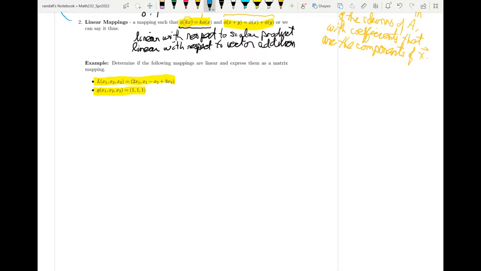So let's start with the first one. So L, this L here, is a function, first of all, a mapping from what dimension to what dimension. So I'm looking at the inputs. The argument is x1, x2, x3. So that's three components. So it starts with a vector in R3. And it ends up with, if you look closely, there's just one comma there, 2x1 comma, x1 minus x2 plus 3x3. So it goes into R2. All right, so that's from looking at the formula that was given to us.